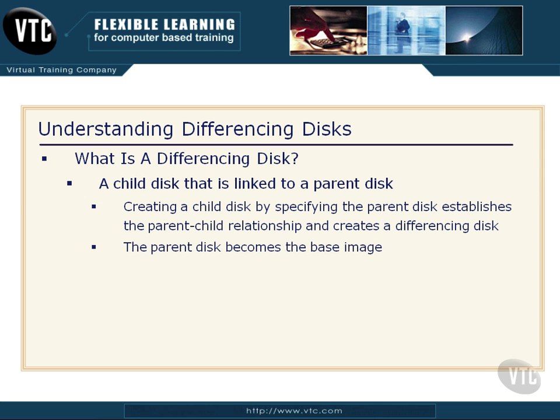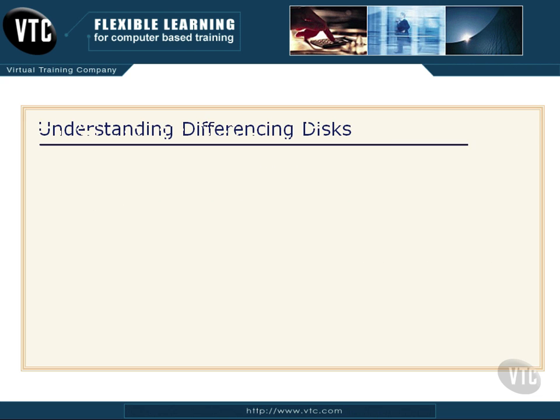The parent disk becomes the base image. Now, all future changes to that virtual disk, the parent disk or the base image, any changes you make, you install other software, you apply an update, you do anything like that, those changes are actually written to the child or the differencing disk. And all that differencing disk ever really contains is the different things between that disk and the base image disk or the parent disk.